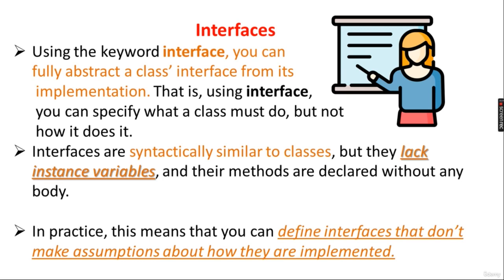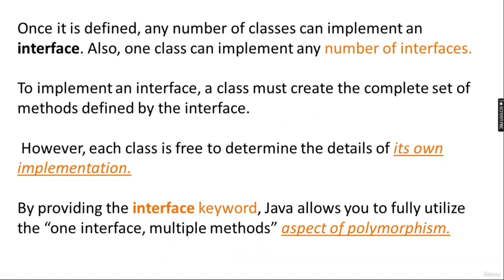In practice, this means that you can define interfaces that don't make assumptions about how they are implemented. Not making assumptions means they don't know or assume how they will be implemented. Once it is defined, any number of classes can implement an interface. Also, one class can implement any number of interfaces.